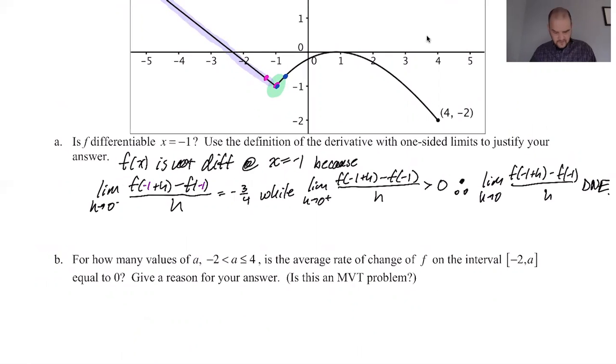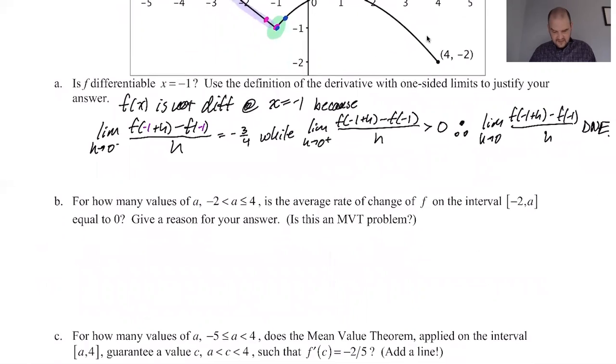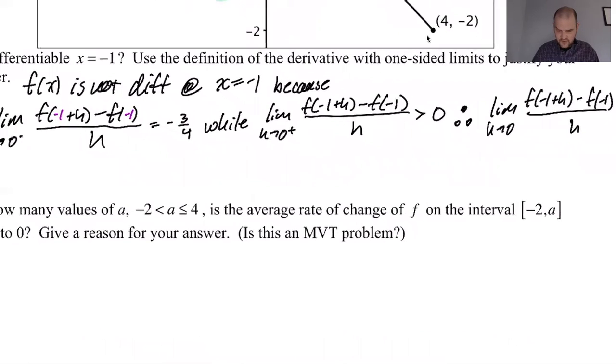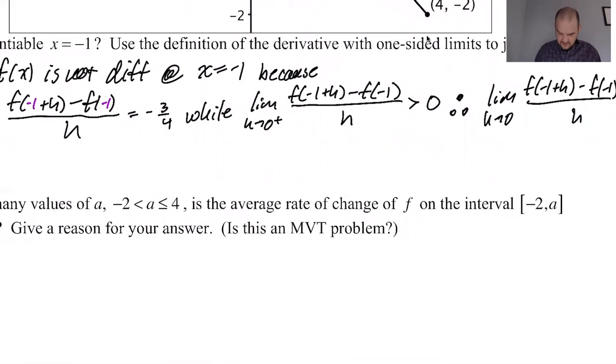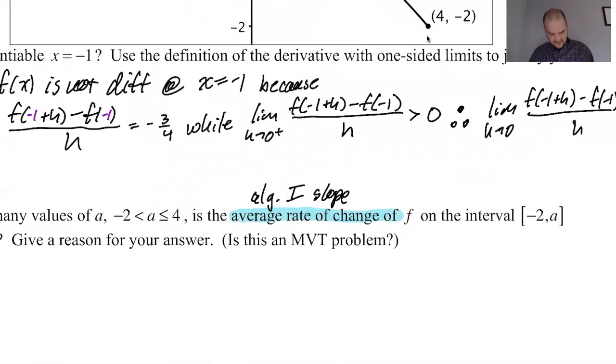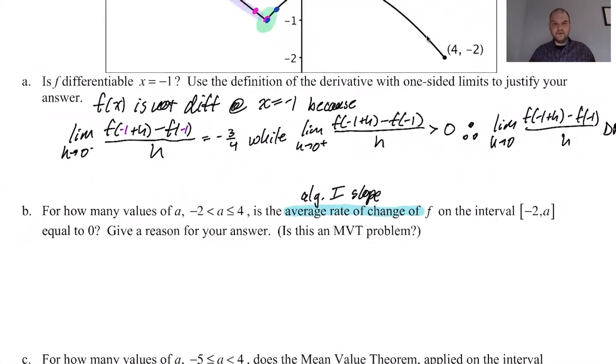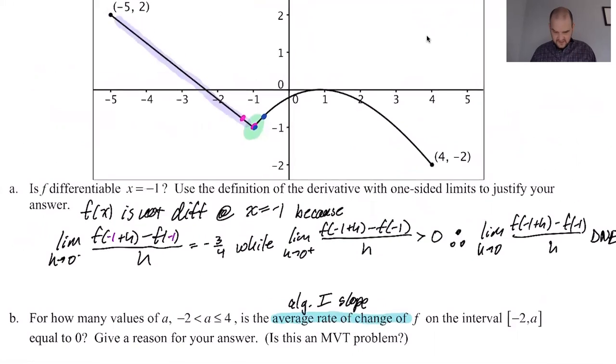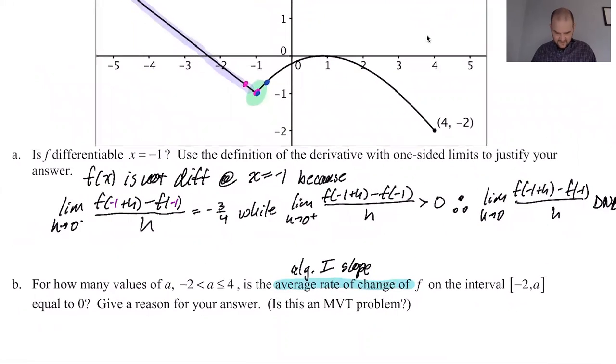All right, let's see. For how many values of a, -2 is less than a is less than or equal to 4, so a, I guess, could be 4 if you wanted, is the average rate of change. So average rate of change is algebra 1 slope. As soon as you see average rate of change, you know it's algebra 1 slope. So average rate of change of f on the interval from -2 to a is equal to 0. Okay, so we're going to start at x equals -2 and then give a reason for your answer. Is this a mean value theorem problem?